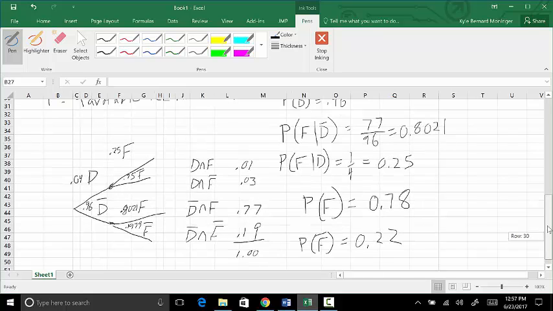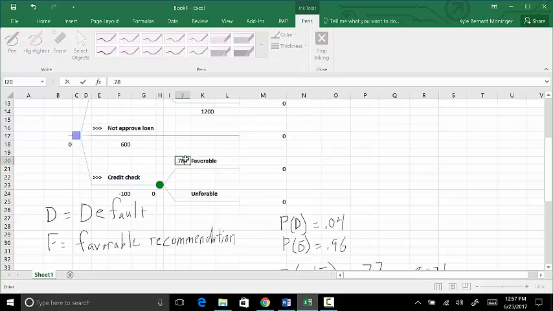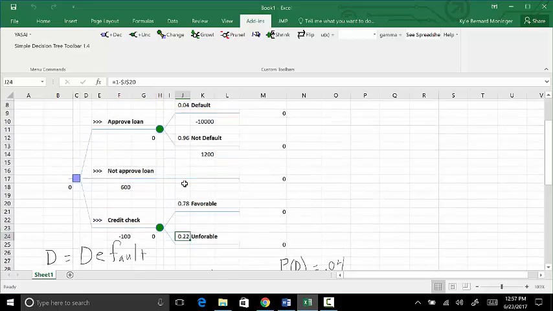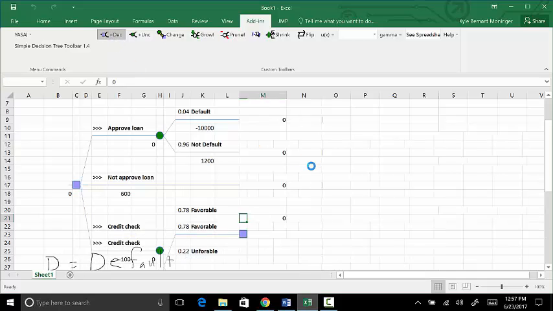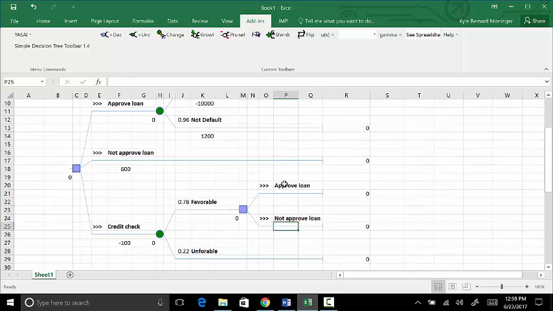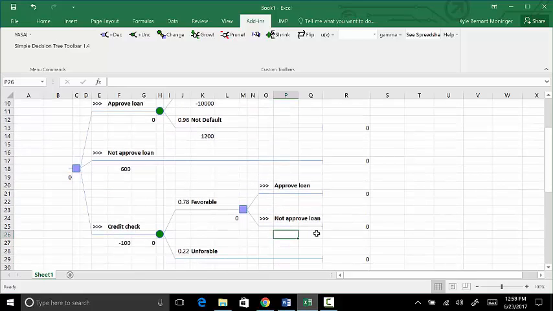All right, let's go back up to the tree and continue. So I need this 0.78 right here, and then the 1 minus. Okay, after I get a favorable recommendation, I still have a decision I can make. I can still approve the loan or not approve the loan. Again, if I do not approve the loan, I'll invest it in the bonds for a return of $600.